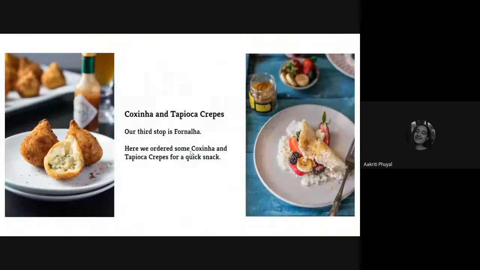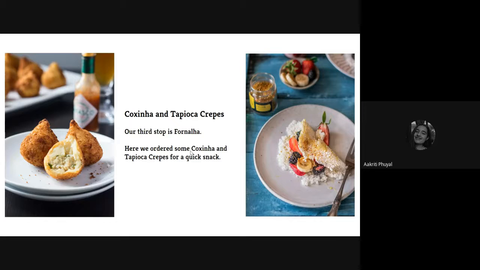Next slide, please. We directly went to the dining hall, led by the workers from that very restaurant. As we traveled that far to try the famous snacks, coxinha and tapioca, we ordered them hurriedly while chatting and mocking Nishul for his really innocent behavior with Brazilian natives. After waiting for about 10 minutes, our most awaited snacks arrived at our table.